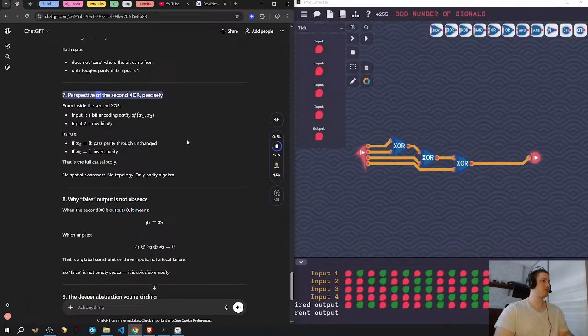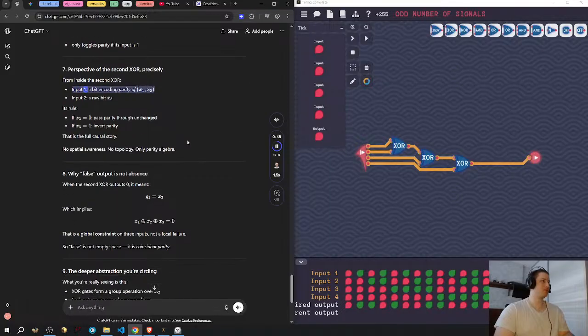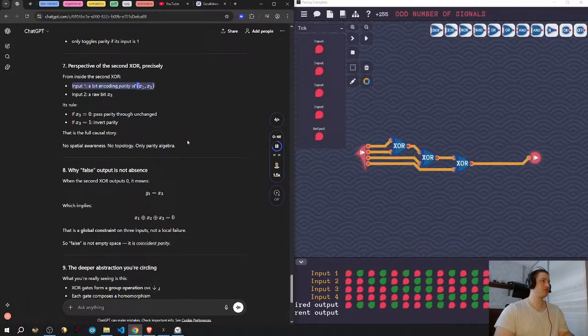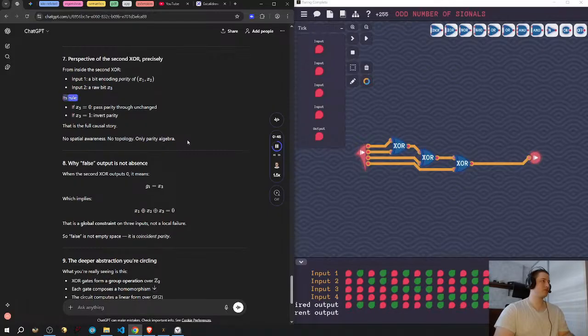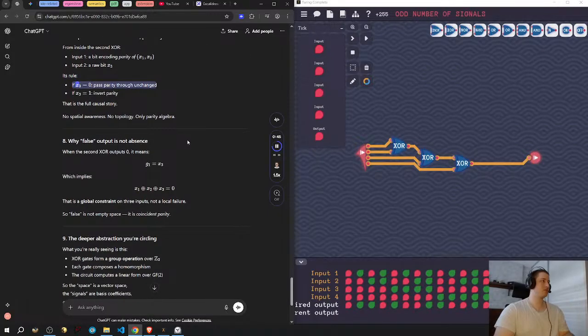7. Perspective of the second XOR, precisely. From inside the second XOR: Input 1, a bit encoding parity of x1 and x2. Input 2, a raw bit x3. Its rule: if x3 equals 0, pass parity through unchanged. If x3 equals 1, invert parity. That is the full causal story.